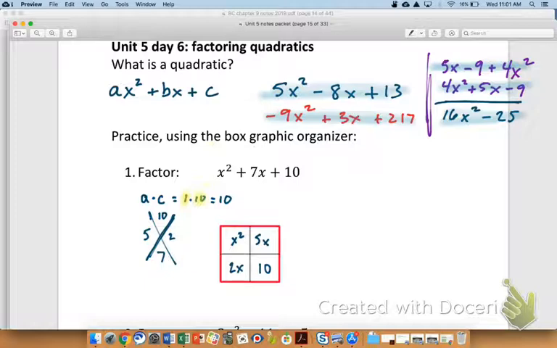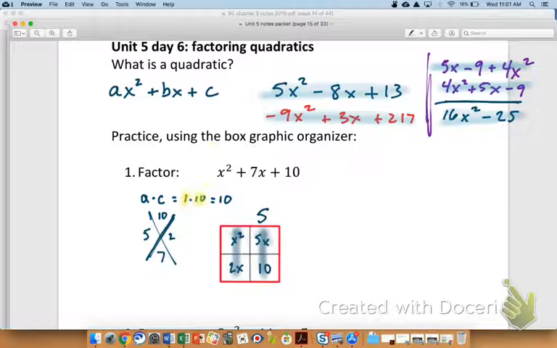So check this out. This is where we look for our GCFs. What I'm going to do is I'm going to factor vertically. So between 5x and 10, what's the greatest common factor? Say it. 5 is the greatest common factor. They both have a factor of 5. Okay, how about here? What's the greatest common factor? What do they both have? x. Don't they both have an x? Yeah. You guys with me?